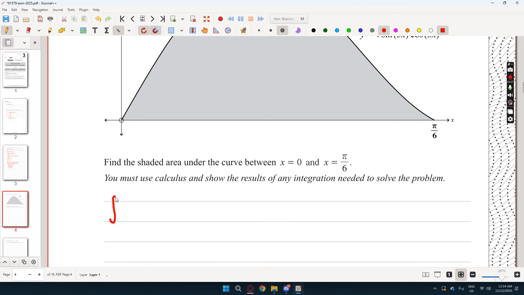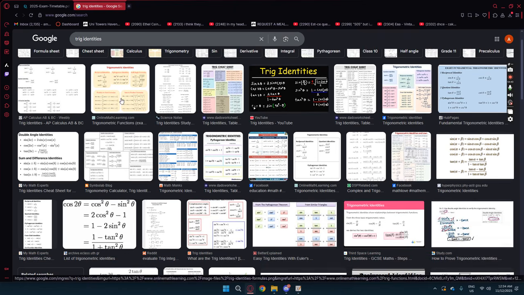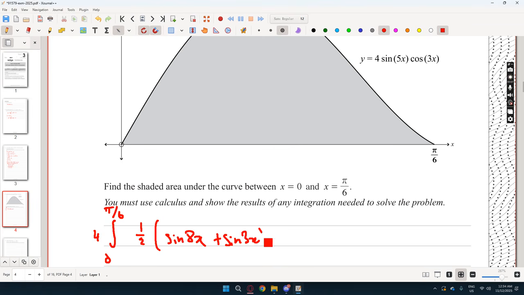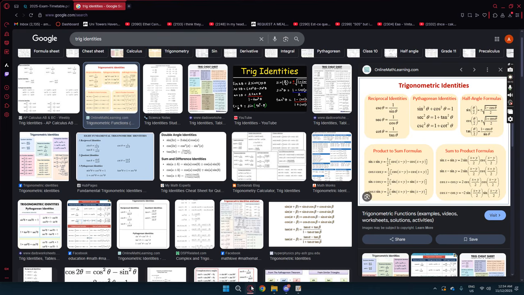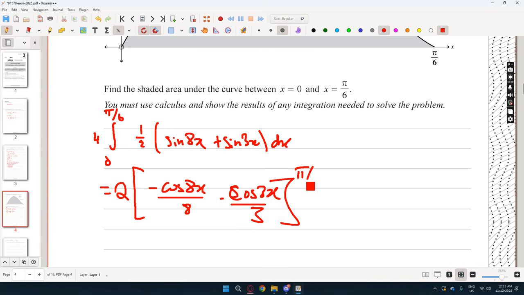Find the shaded area. Okay, so we want the integral from 0 to pi on 6 of 4 lots of sine 5x cos 3x. Well, sine 5x cos 3x is the same as saying half sine 8x, the sum, plus sine 5x minus 3x, sine 2x, dx. So there's some plus their difference. Okay, so that's two lots of minus cosine 8x on 8 minus cosine 2x on 2 from pi on 6 to 0.